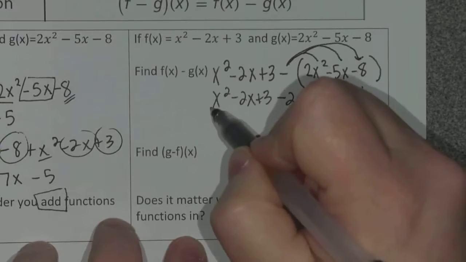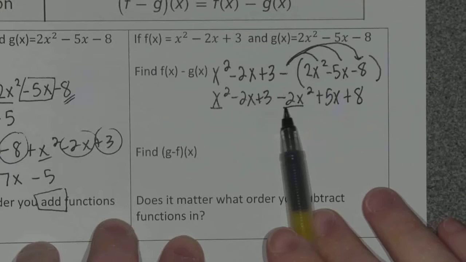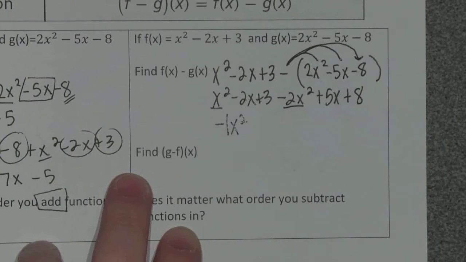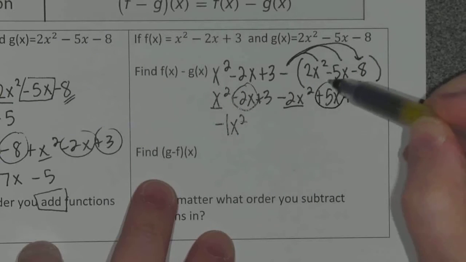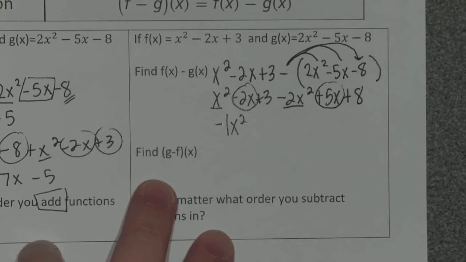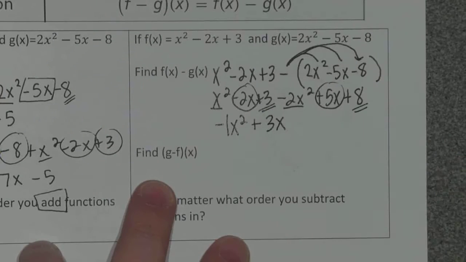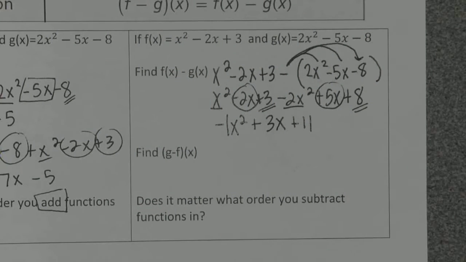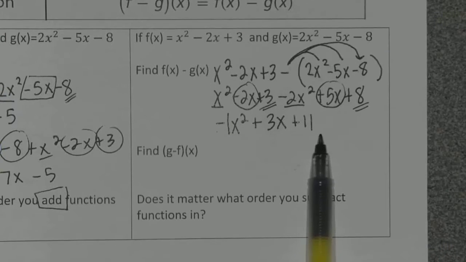Okay, we start with the highest power, so our x squareds. We have 1x squared here minus 2x squareds here, which is a total of a negative 1x squared. Then I'm going to do my x's. I have a negative 2 here and a positive 5 here. How many does that get me? 3. Yeah. And then do your numbers. You have a plus 3 and a plus 8 for a positive 11. Okay. So if I take the f function and I subtract the g function, this is my answer.